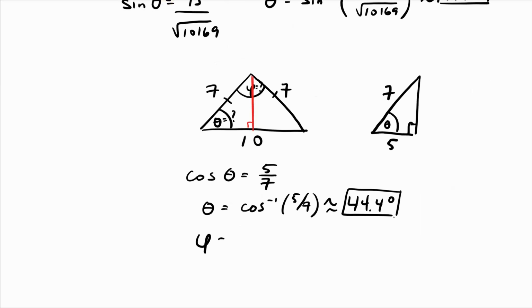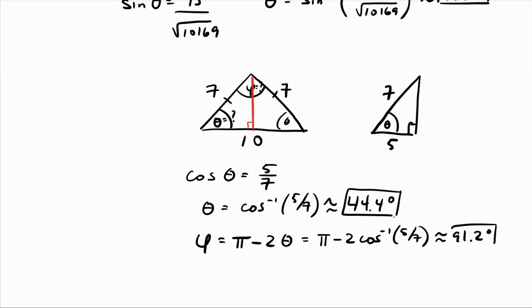As for phi, we can use the fact that in a triangle the angles add up to 180 degrees, so this is pi minus 2 times theta, because theta is the same on either side for an isosceles triangle. So this is pi minus 2 times the arccos of 5 over 7, and if you calculate this you get roughly 91.2 degrees for phi. It's almost a right triangle actually.